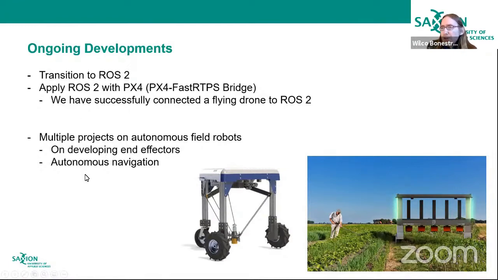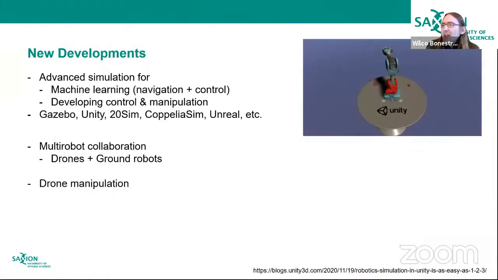We have several projects going on autonomous field robots with Dutch companies. This is Oddbot, a small company, and this is Pixel Farming, another company. They are developing also autonomous robots. We are focusing on end effectors and especially on autonomous navigation, the things we also saw in the presentations before. And some new things where we are aiming for and also looking for others to collaborate with.